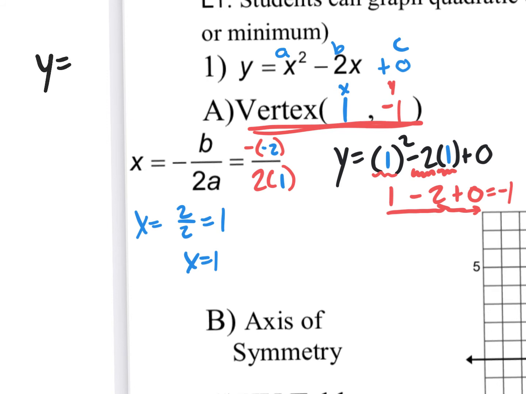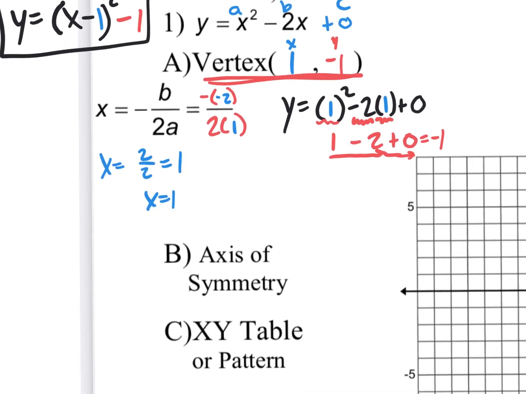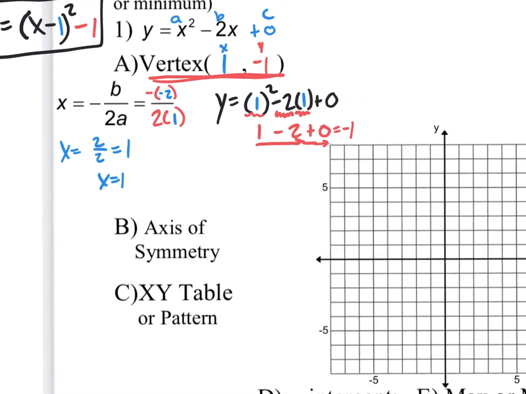Y equals parenthesis x minus h. What is h? Minus 1, right? Squared plus k. What's plus k? Minus 1. Good job, guys. This right here is your vertex form. They didn't ask for it. You don't have to do this, but it's just good practice anyway, since we have a test coming up, so we don't forget it. Anyway, let's continue back with what they're actually asking on this worksheet.